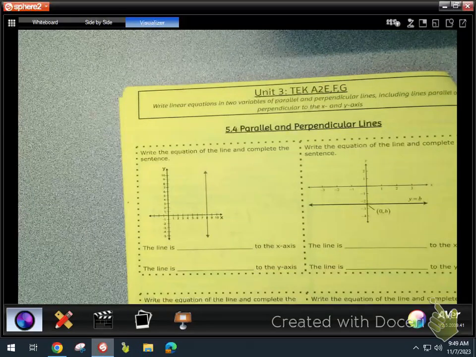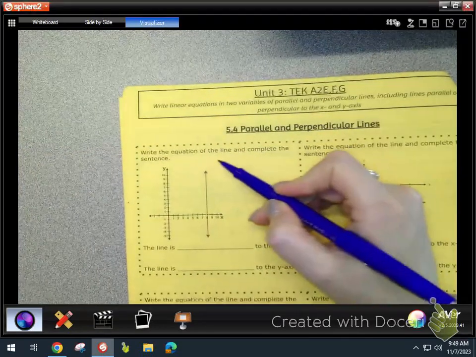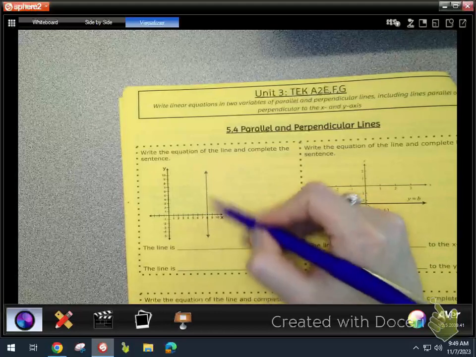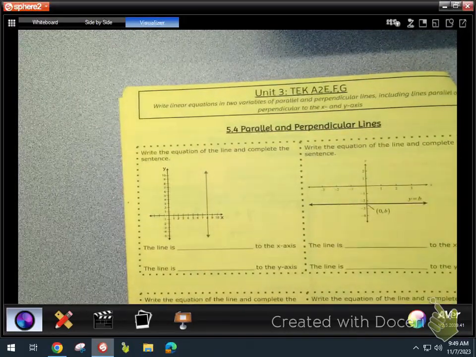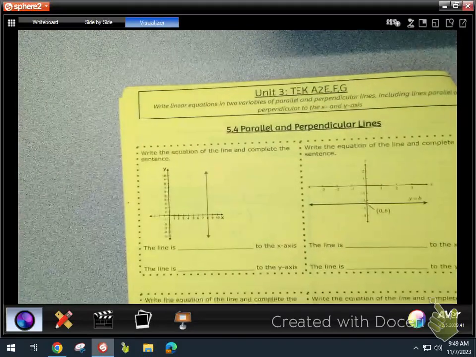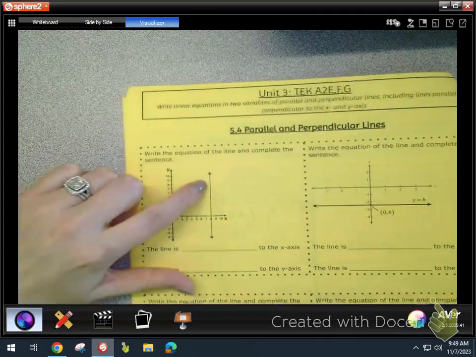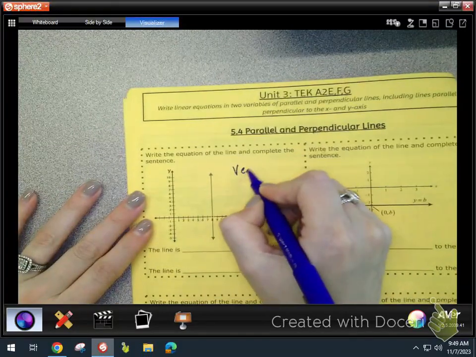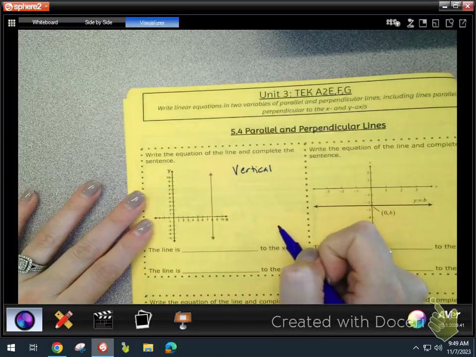All right, so let's look at this first one. It says to write the equation of the line and then complete the sentence. So let's talk about this line first thing, okay? What kind of line is this? That's the slope. But what type of line is it? How would you describe it? It's up and down. Vertical. Our math word for that is vertical. Y'all are saying undefined. You're almost there. It is a vertical line because it's up and down.